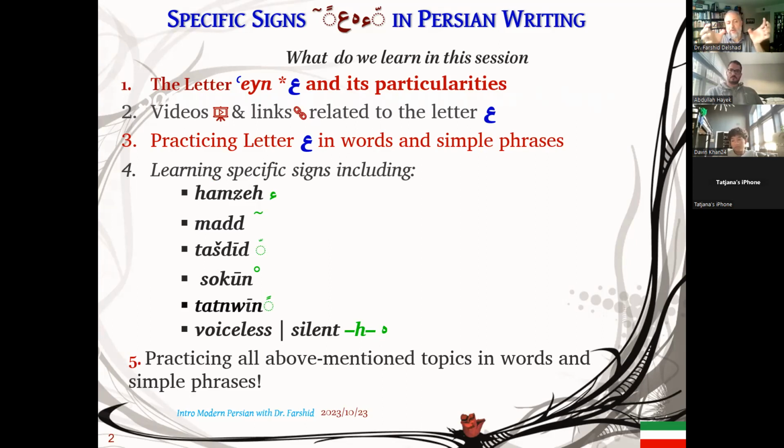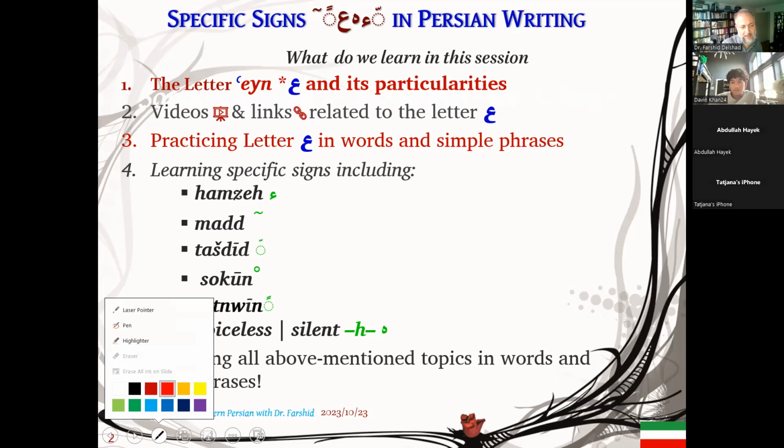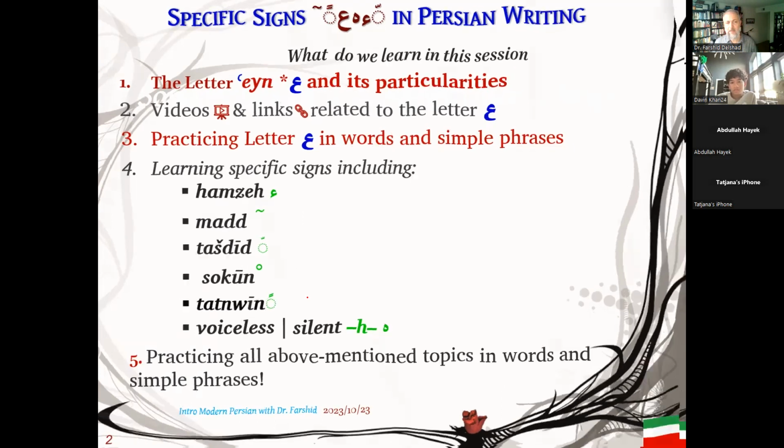I put two columns of phrases in Persian where I'm practicing these letters and these specificities, these diacriticals, these specific signs. I mean these signs in phrases, these simple phrases. And the requirement is not to understand what those phrases mean. The requirement is to recognize those signs in a phrase or in a word. Okay.